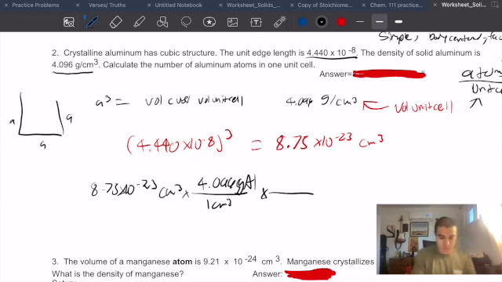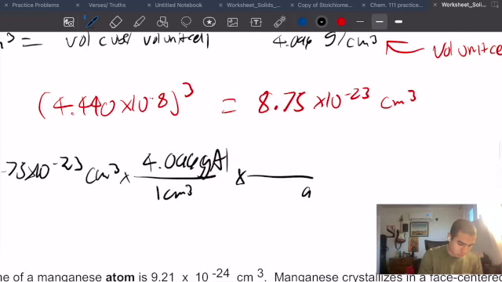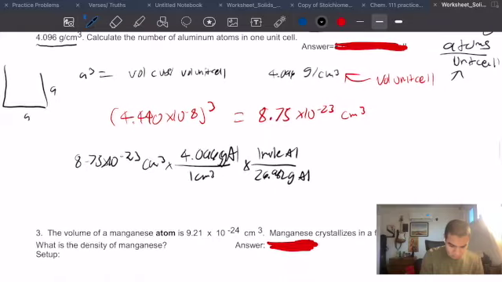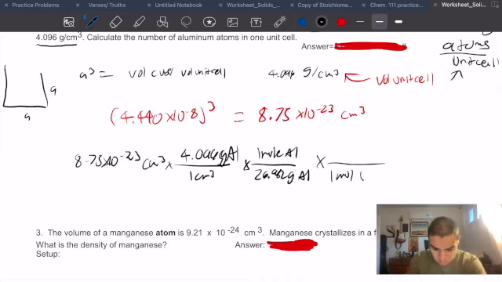So we have grams of aluminum. Again, we're going to have to go to moles, so let's use the molar mass. Grams of aluminum is 1 mole of aluminum, 26.982. So moles of aluminum, 1 mole of aluminum has 6.022. Again, using Avogadro's number to get to atoms.